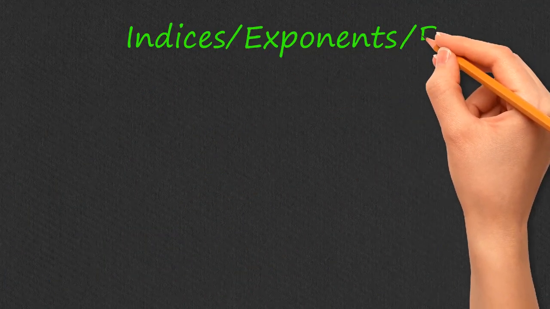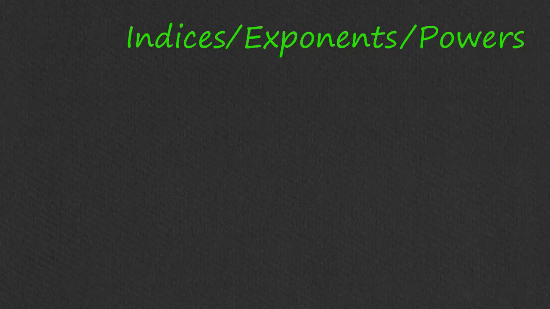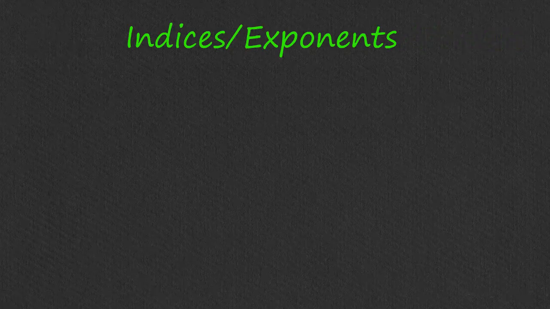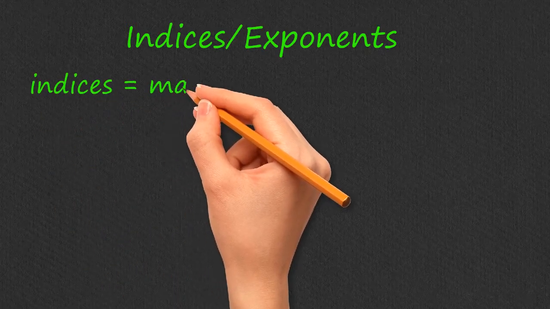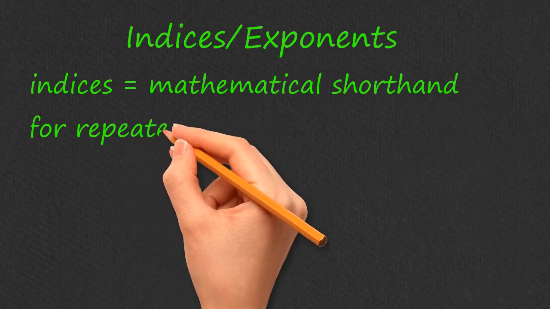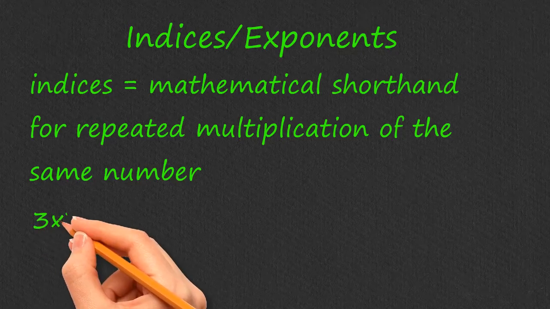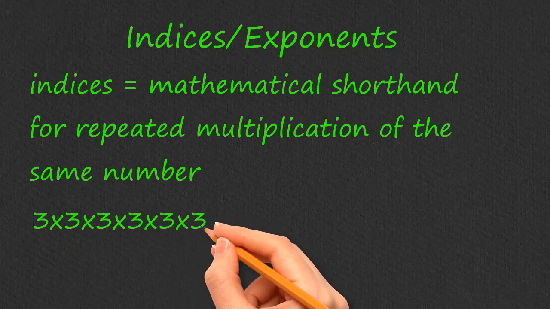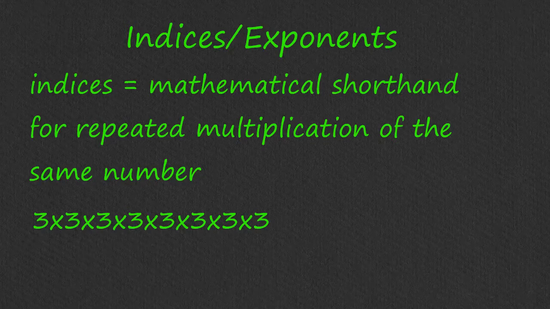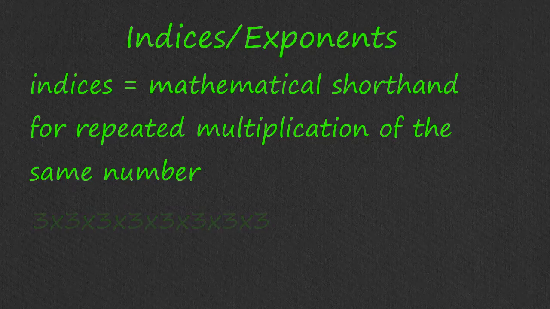Indices are also called exponents and powers, so you might have already come across this concept under another name. However, in computer science, they are mostly called indices or exponents. Now, what are indices? Well, indices are a mathematical shorthand for writing repeated multiplication of the same number. For example, if you wanted to multiply 3 by itself 8 times, you would take quite some time to write it out. So a shorter way of writing it is 3 with a little 8 up in the right-hand corner, which is read 3 to the 8.